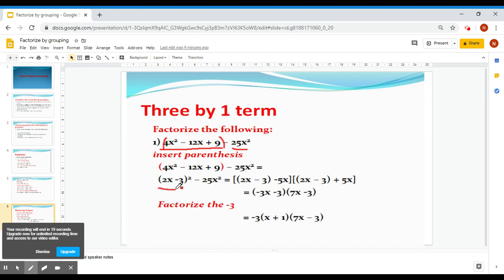Now I look at it, I have the difference of two squares where this is a binomial and this is a monomial. So factorizing it, a squared minus b squared is a minus b into a plus b. I simplify my answer. I get this.